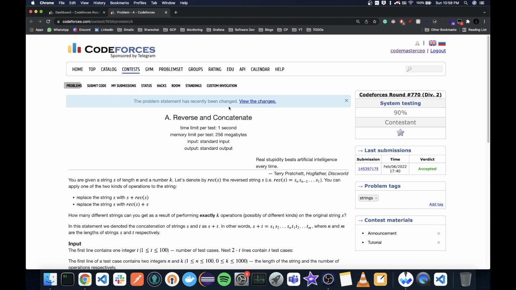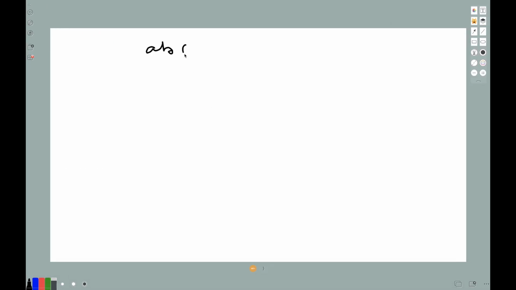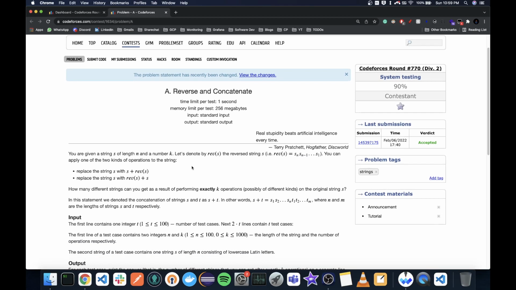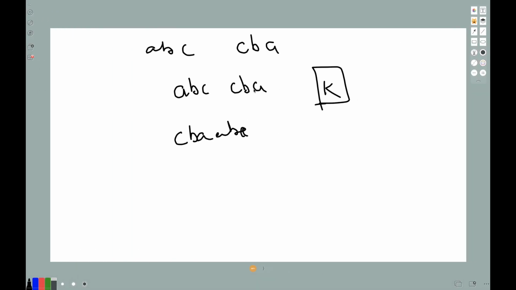Let's begin. Problem A. In this problem, we have a string, let's say like ABC, and what we can do in one operation is take its reverse, so that is CBA, and concatenate them in any order. So either ABC plus CBA, so this just becomes ABCCBA, or we add it like CBAABC, and we have to do it exactly k times. And what we have to tell is the total number of different strings we can get after k operations.